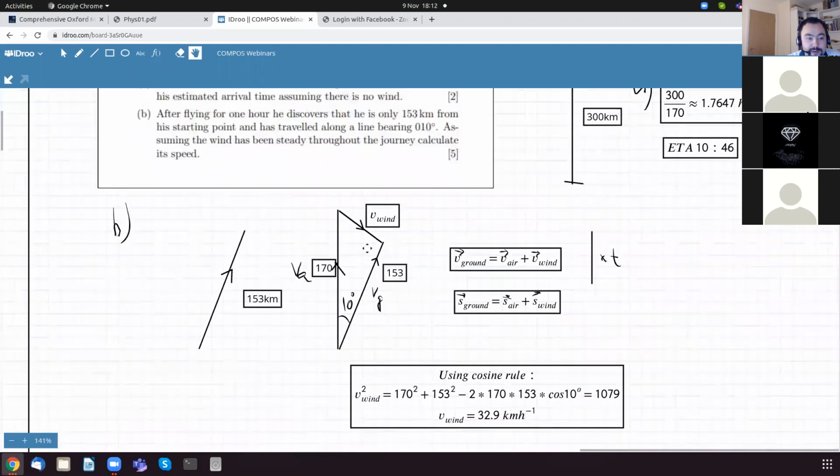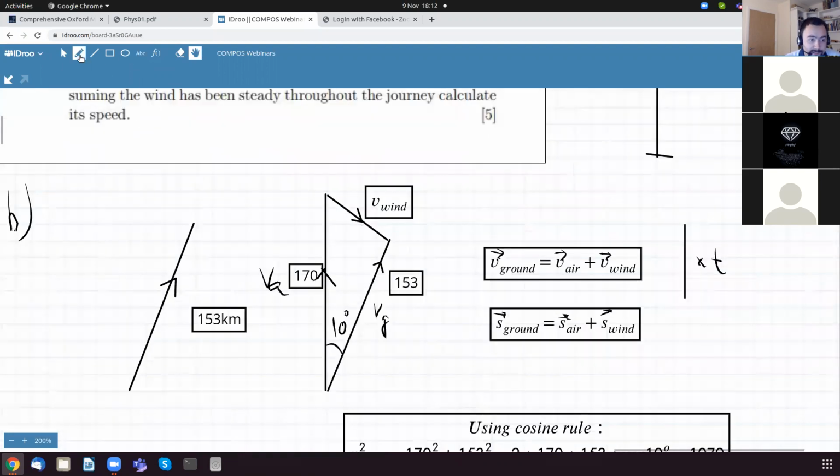If they were asking to calculate the direction, then you would find this angle using the sine rule, for example, and give the direction relative to position. Usually we give the bearing. If we talk about the wind, we give the bearing of the wind.